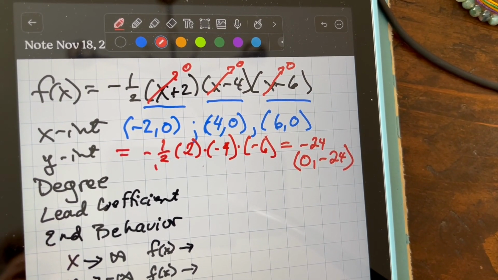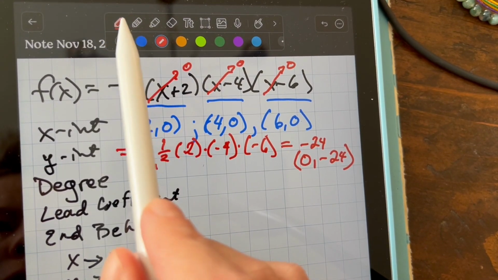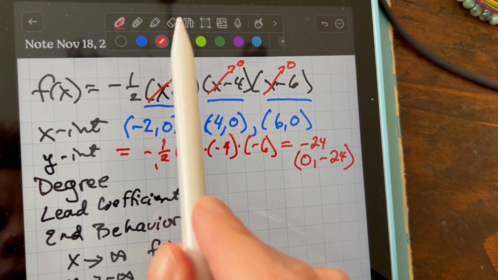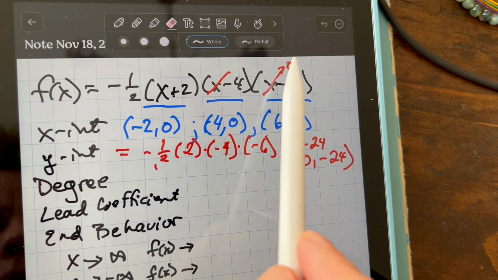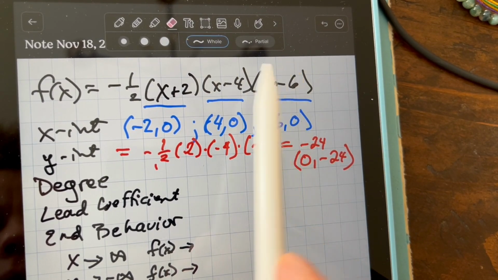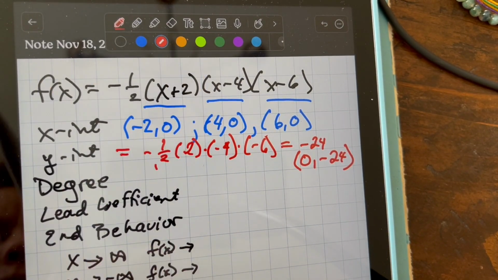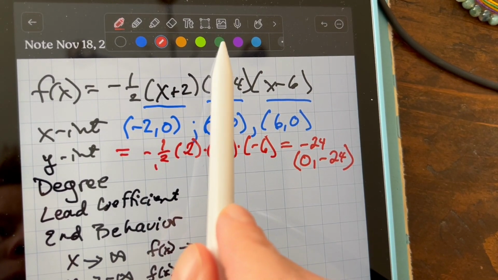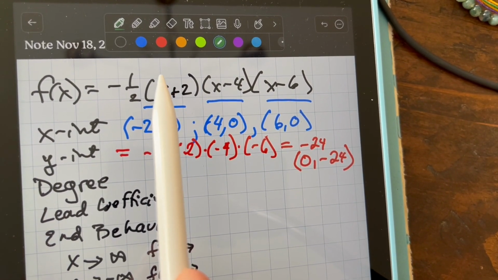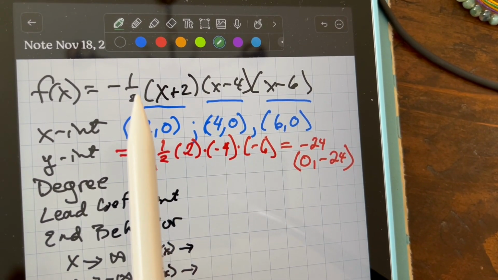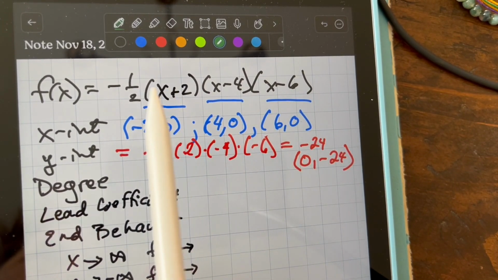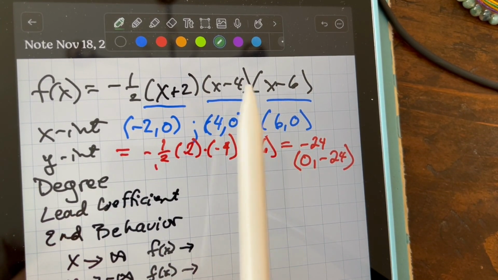Okay? Now, the degree. I've got to get rid of this. Now, the degree is the highest order of x. But right now it's not multiplied out, right? It's factored.